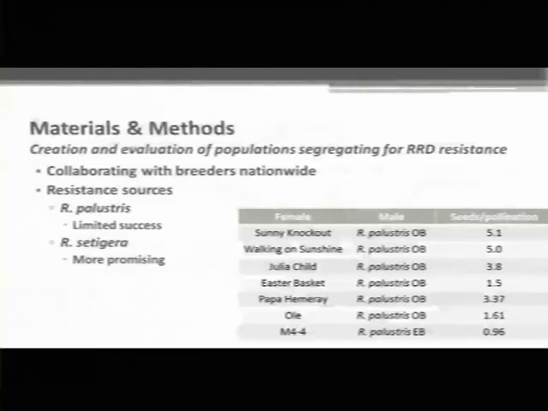So we're going to have to turn to another resistant source. We're not giving up on palustris, but it's not going to be the emphasis. So we're turning to Rosa setigera, which, based on the crosses we did last year, is going to be much more promising, and this is probably why.